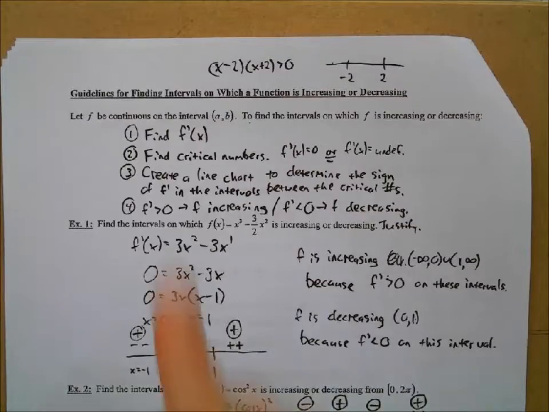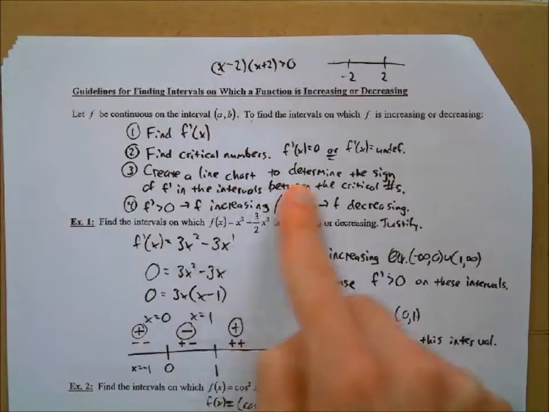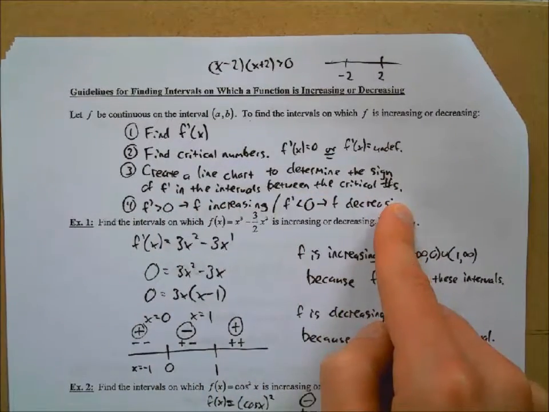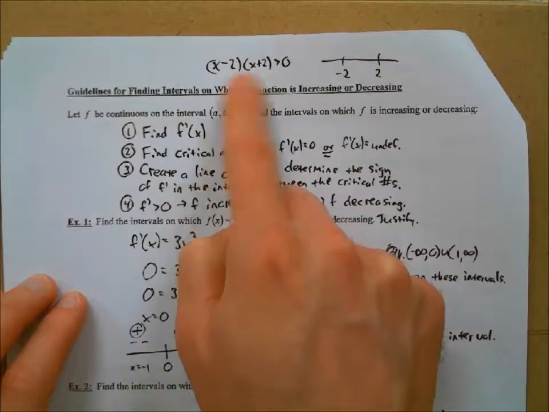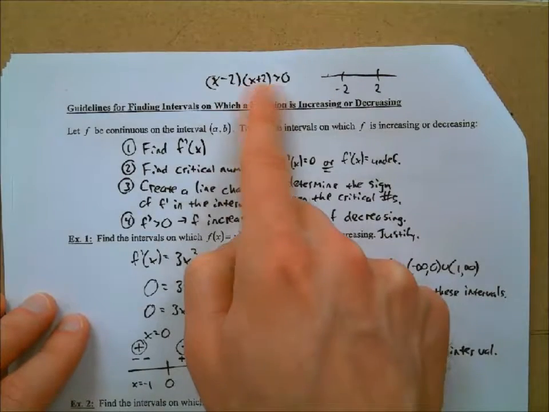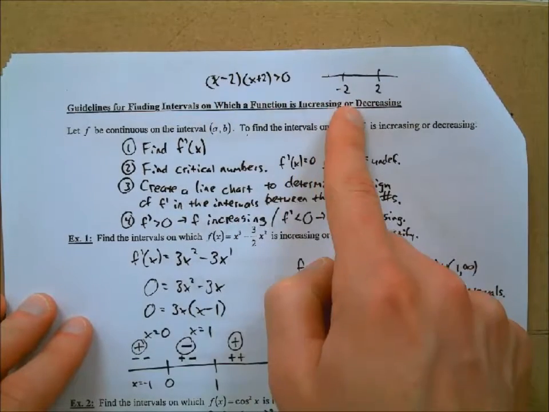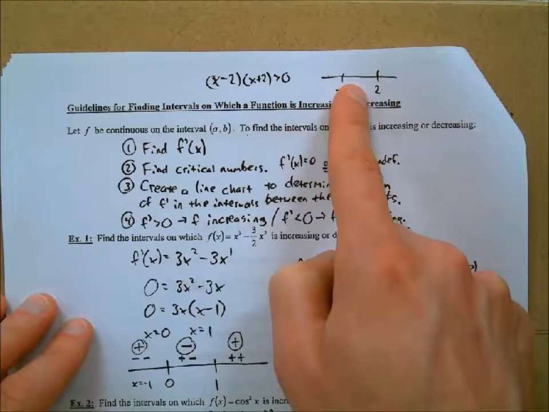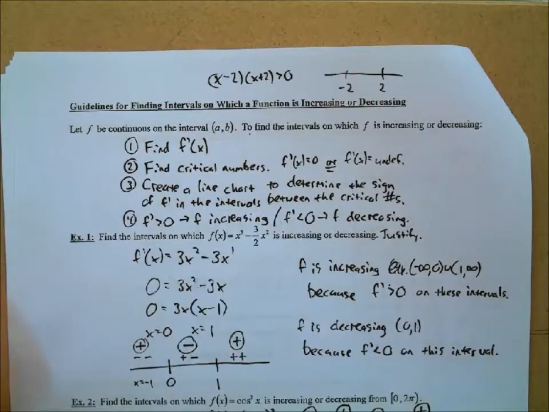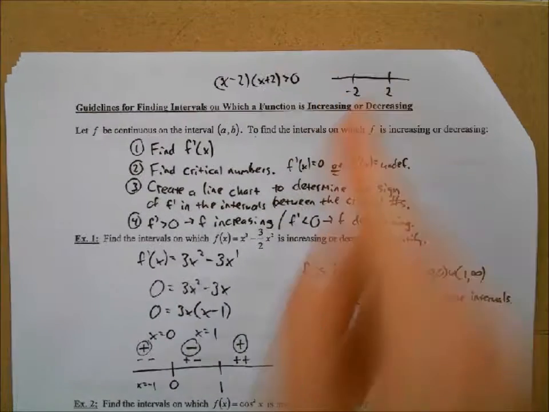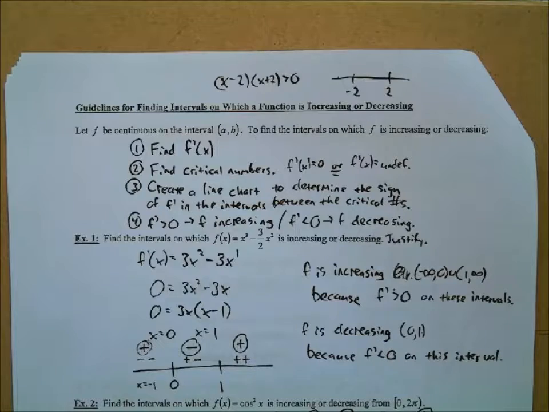Number 3, create a line chart to determine the sign of f prime on the intervals between the critical numbers. What do I mean by the line chart? Well, we've seen line charts before. For example, when we solve quadratic inequalities, we would factor so it's equal to 0, find the zeros and plot those on a number line, and then pick numbers in each interval to test in the inequality to see if it works or not. That's how we find our solution sets. In this case, we're going to see whether the points in between make the derivative positive or negative, and that will give us our increasing and decreasing intervals.